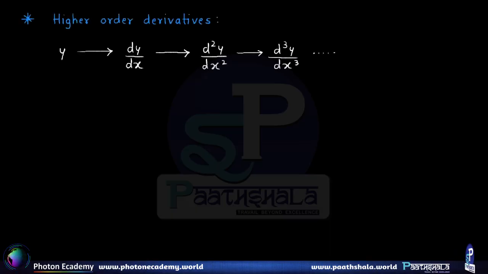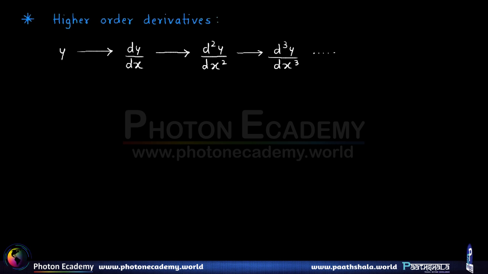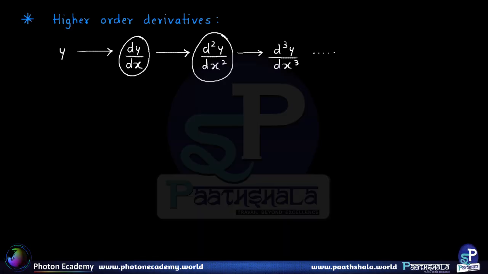Now let us see how to find what are called higher order derivatives. Say we have a function y of x. When we differentiate once, we get the first derivative, denoted by dy by dx as shown here. That derivative is also some function of x in general, isn't it? So if we differentiate that further, we get the second derivative of y, denoted by this symbol, d square y upon dx square.